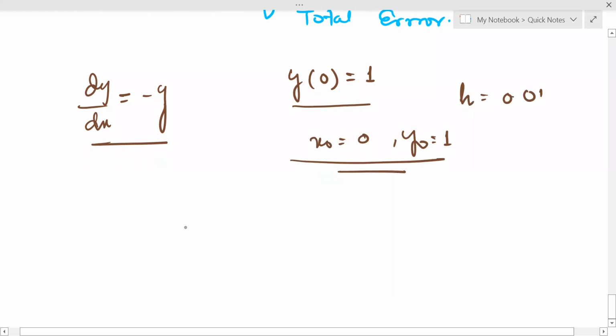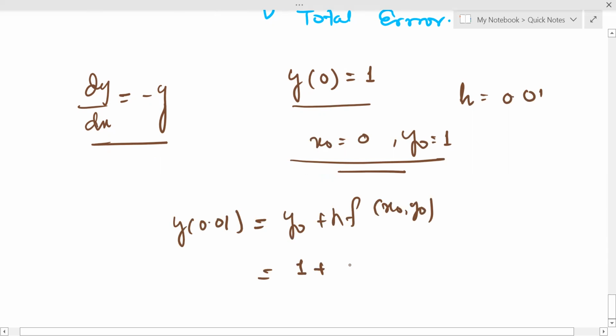What is Euler's method? Then y of 0.01 is equal to y0 plus h into function of x0, y0. That is 1 plus 0.01 into minus 1. You can put this value here. Then this value becomes 1 minus 0.01, that is equal to 0.99.